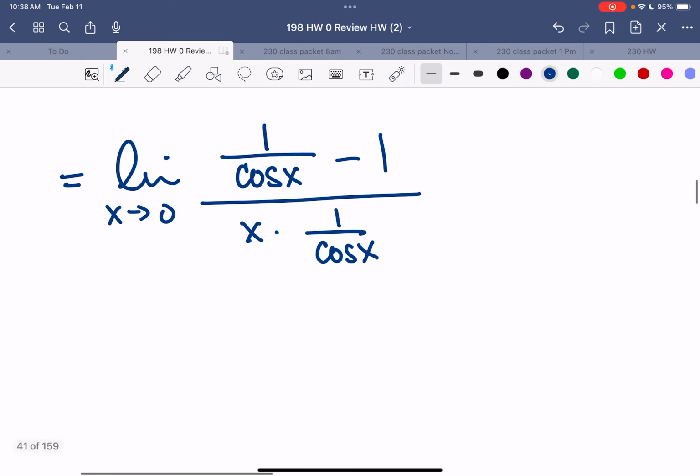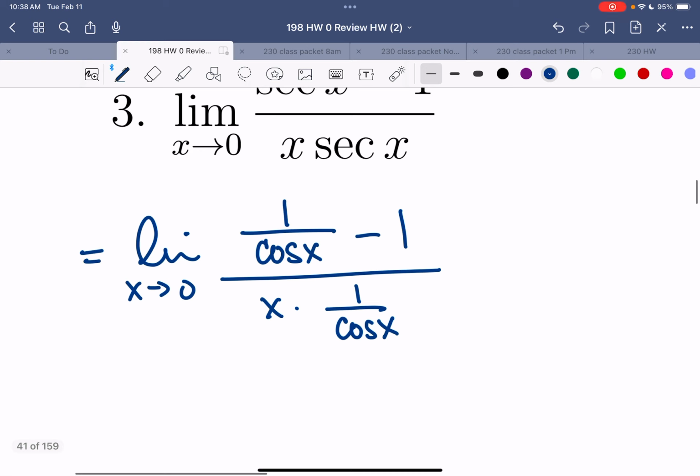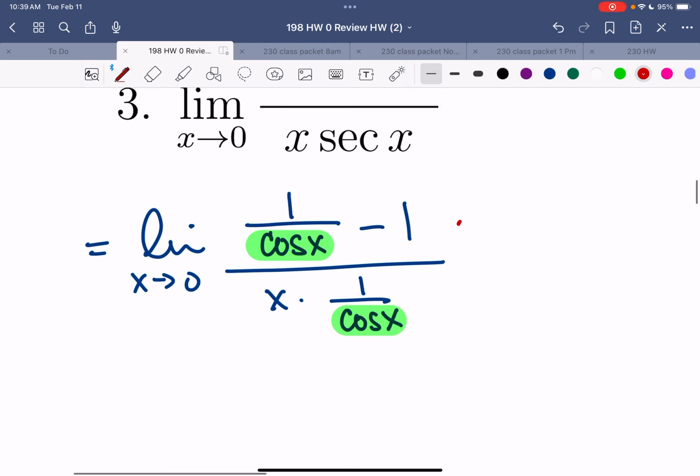Okay. Now, you may be saying, oh my gosh, you made it so much worse, which I did. But really, it is on its way to being better, because what I'm going to do now is go ahead and clear those fractions. So right now I have two denominators. They're both cosine. So in order to clear those denominators, I'm going to multiply the top and bottom of the big fraction by cosine x. And that will clear those out.